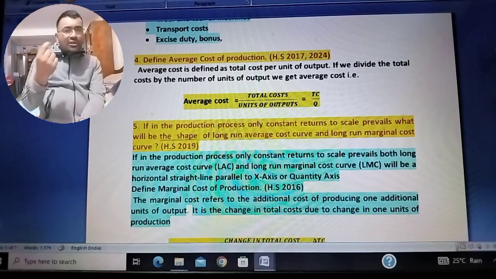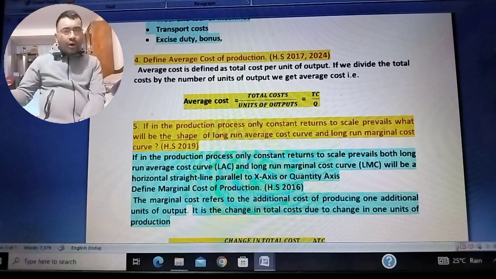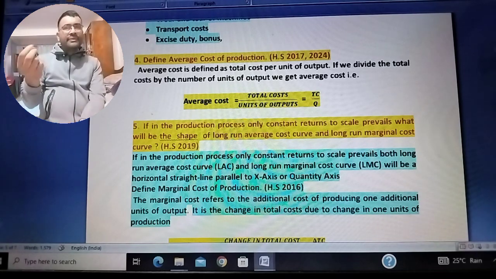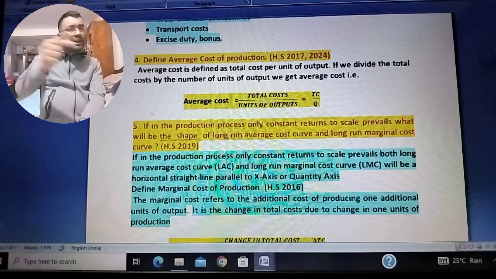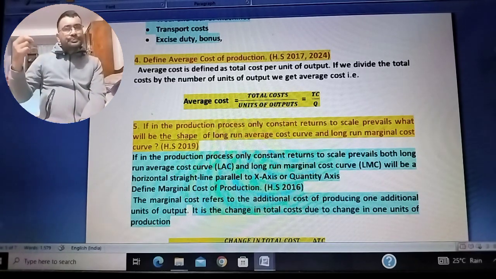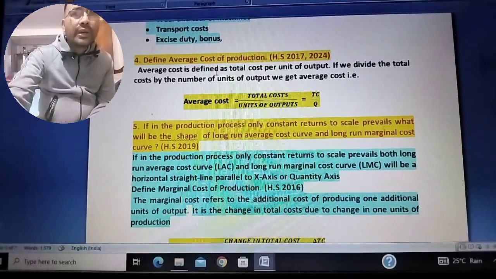So average cost is the cost per unit of production. What is the cost required for producing 1 unit of output? That gives you the average cost. So average cost is defined as the total cost per unit of output. If we divide the total cost by the number of units of output, we will get average cost. So average cost is total cost divided by units of output.